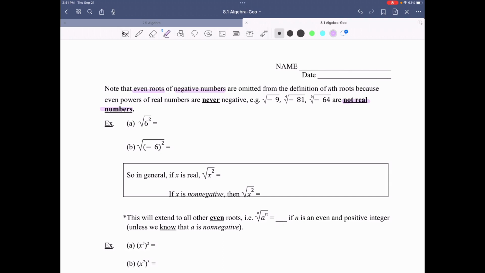For this next example, we have the square root of 6 squared. The first thing we do is we do 6 squared, and that's 36. Then we can take the square root, and that equals 6, which is positive. Then we take the square root of negative 6 squared, but negative 6 squared is 36, and the square root of 36 is 6, which is also positive.